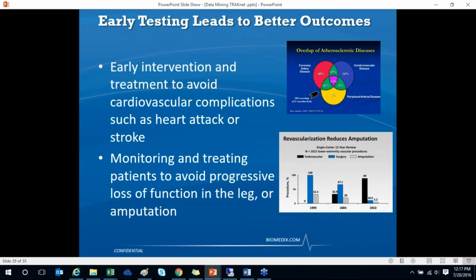Monitoring and treating your patients can help prevent progressive loss of leg function and even amputation. The prognosis following amputation is quite poor. 2 years following a below knee amputation, 30% of people are dead, 15% have an above knee amputation, 15% have a contralateral amputation, and only 40% of those people will have full mobility.